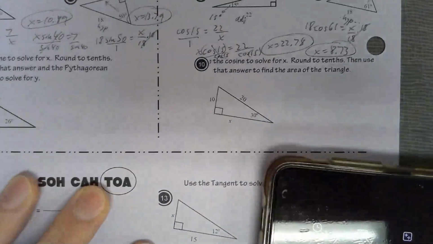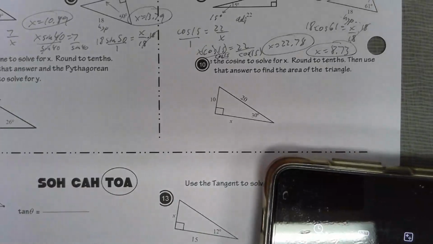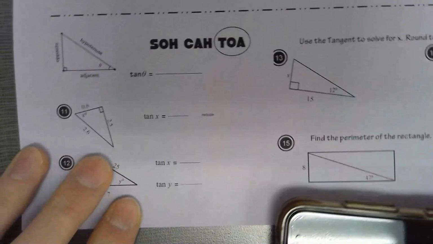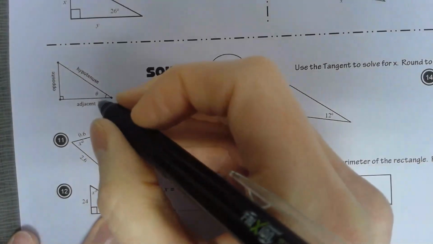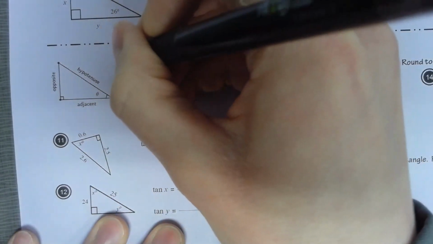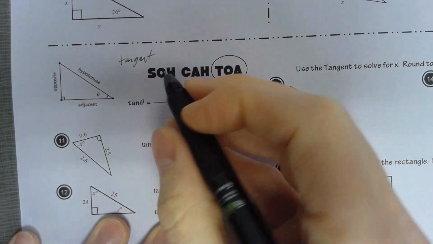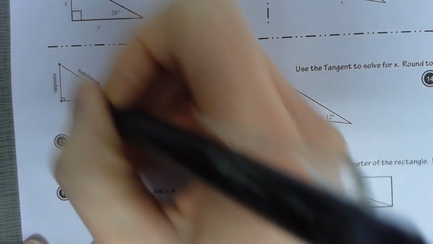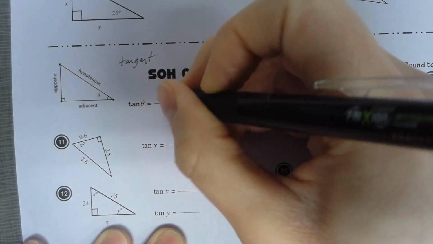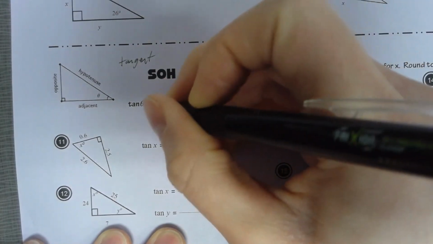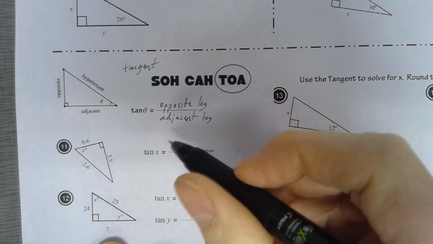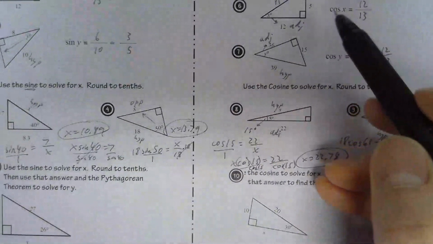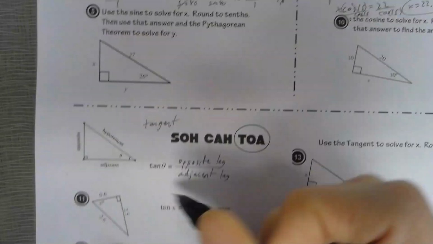We're going to skip over this next one. We'll do that together in class. And we're going to look at our final trig ratio, the tangent ratio. So the tangent ratio, tan is for tangent. The tangent ratio compares the opposite leg to the adjacent leg. So now we have a way of comparing every single pair of sides. We have opposite to hypotenuse, we have adjacent to hypotenuse, and we have the opposite to the adjacent.